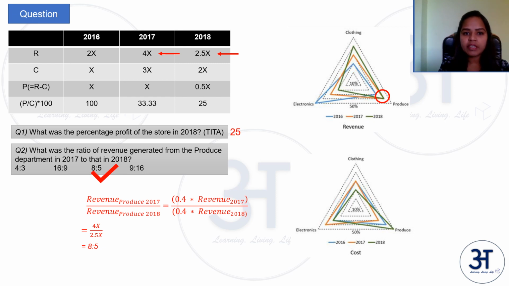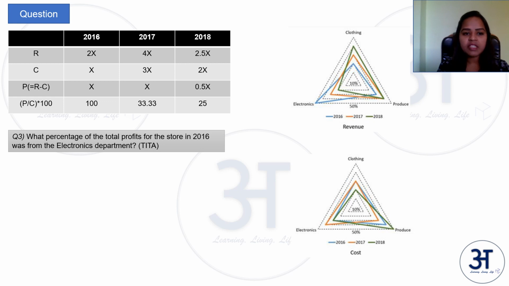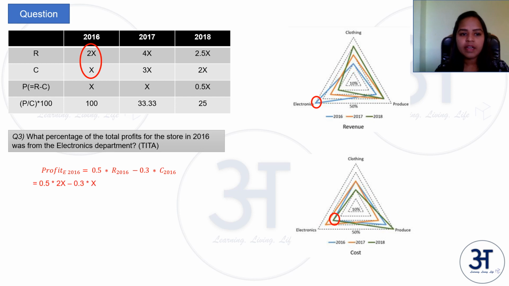Let's move to question number 3. What percentage of the total profits for the store in 2016 was from electronics department? So electronics department 2016 revenues, if you see, that is falling on the 50% triangle, and cost, if you see, that is falling on the 30% triangle. So the profit of electronics in 2016 will be 0.5 into revenue of 2016 minus 0.3 into cost of 2016. So once you know that we have this table with revenue as 2x and cost as x, so we substitute that and we get it as 0.7x. So that is the profit.